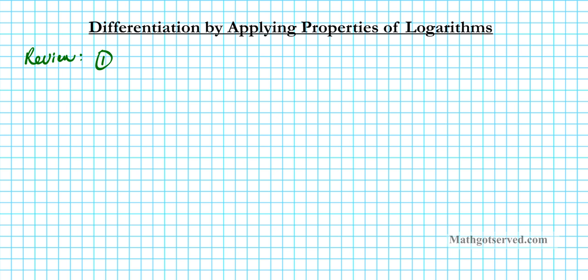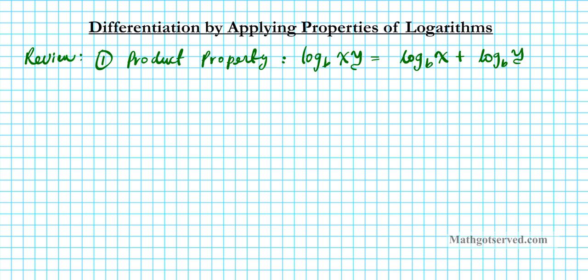The first one is the product property. Let's say you have log base b of two factors, x times y. This can be written as log base b of x plus log base b of y. So if the argument of the logarithmic expression is a product of two functions, you can break it down and express it as a sum of the logarithms of the individual factors.